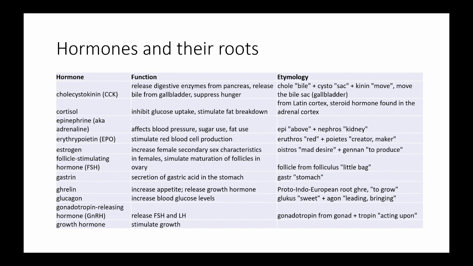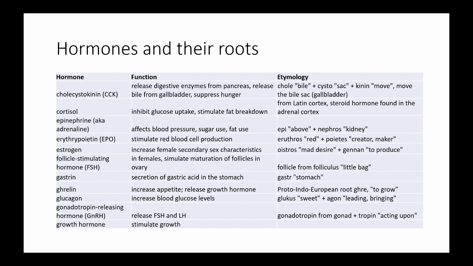Erythropoietin stimulates red blood cell production, and it comes from erythros, meaning red, plus poietis, meaning creator or maker of red blood cells. Estrogen increases female secondary sex characteristics. This has very funny etymology. It comes from oistros, meaning mad desire, and genin, meaning to produce.